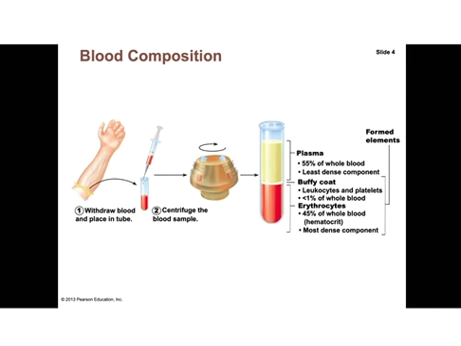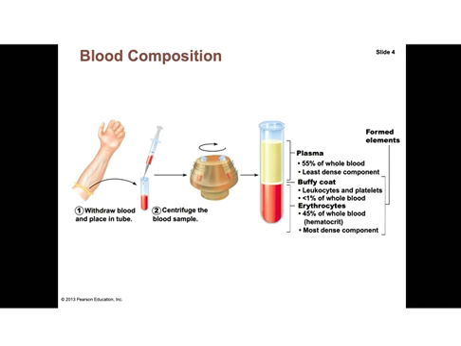Spun blood is going to yield you 3 layers. If you take whole blood and put it in a tube and spin it down in a centrifuge, the dense stuff goes at the bottom, and then lesser density stuff is going to be on top, right? The plasma on top is going to be about 55% of the whole content. The erythrocytes are on the bottom. They're about 45%, and the buffy coat is about 1%.